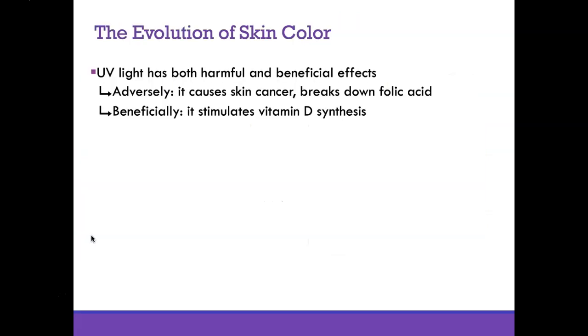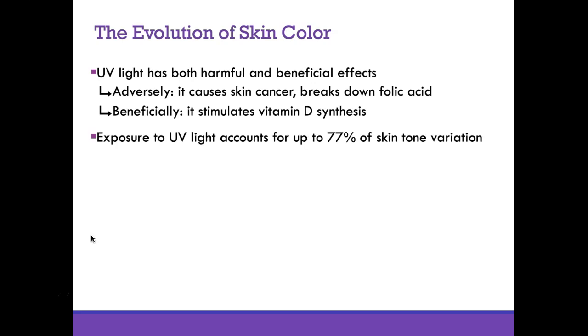So UV light is both friend and foe. On the good side, it benefits us with our vitamin D synthesis. But on the bad side, it can cause skin cancer and break down folate, which is a vitamin B that we need for normal cell division. So again, we have good things and bad things about UV, and exposure to UV light accounts for most of the diversity in skin tone.